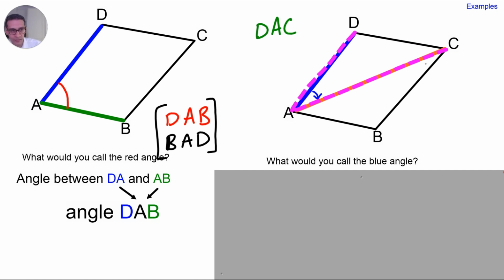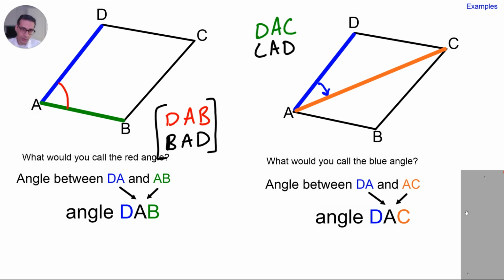If I had gone the other way, starting from C, I'd go from C to A to D. So the angle would have been CAD. Both of these are correct. Both of these are 2 different ways of labeling the blue angle here. Okay, so we'd call it DAC or CAD. Notice the letter in the middle is the vertex, and then the D and the C are technically interchangeable. You can swap the order of those around.